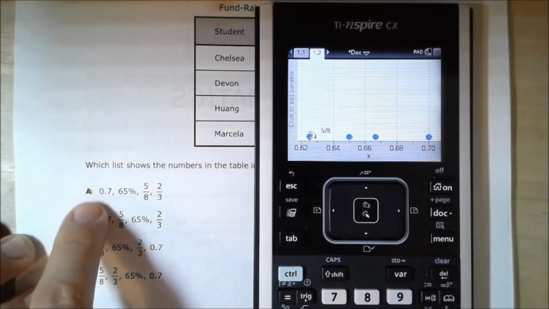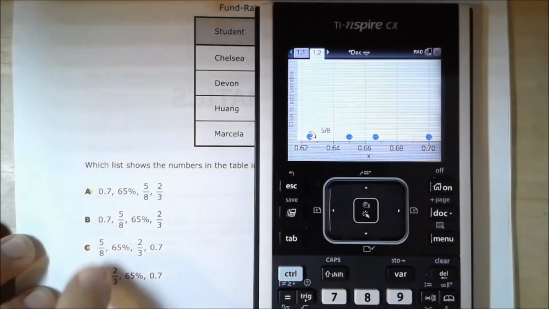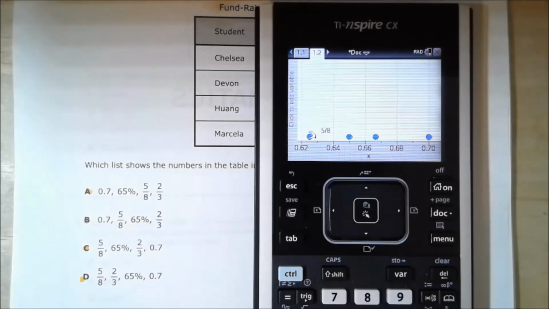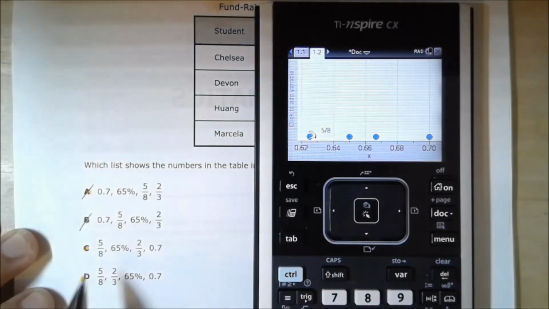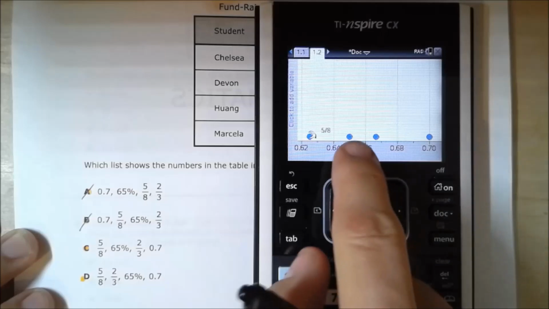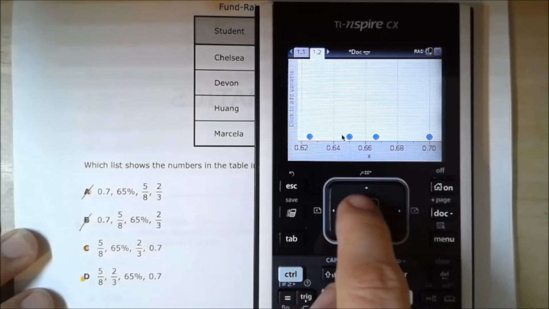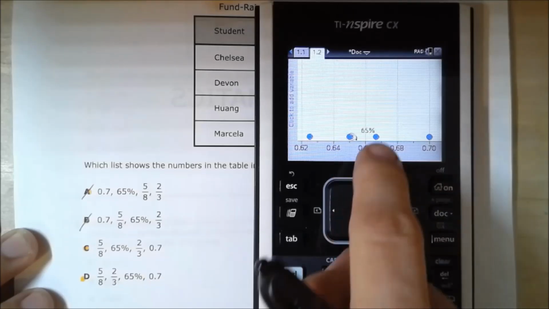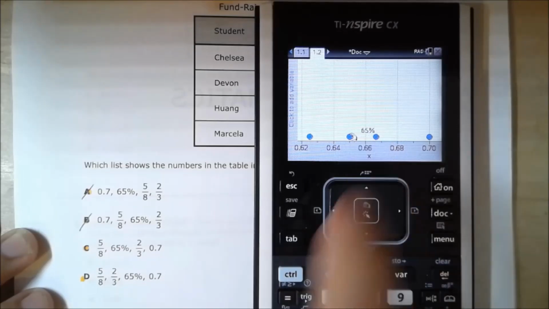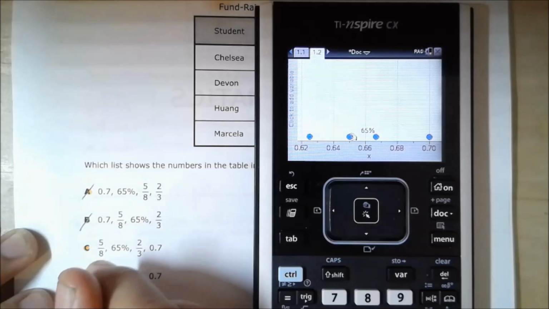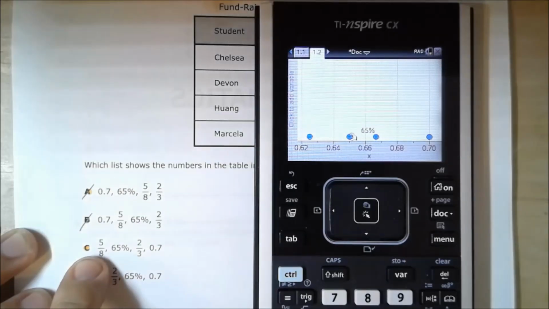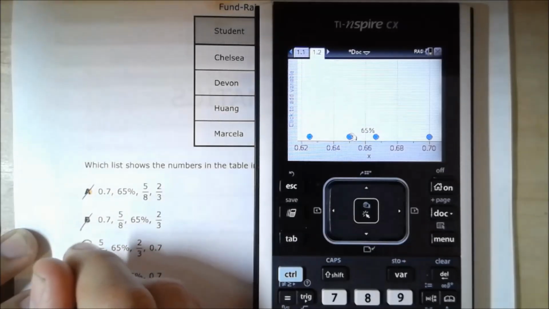So we can look down here and see which one's 5/8, and we can say, okay, well we have two options with 5/8. So we're going to go ahead and cross out the first two because it can't be A or B, but it may be C or D. So now we're going to check the next number. So just move your mouse over, and it says the next answer should be 65%. Well, D has 2/3 in its place, so we can go and cross out D. Therefore, C is the correct answer.